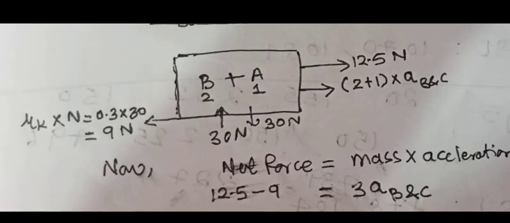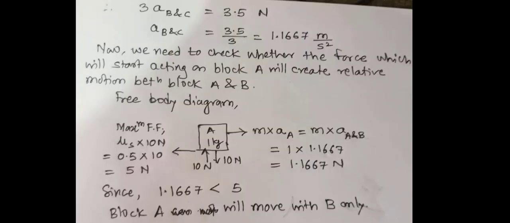So net force is 12.5 Newton minus 9 Newton. That will be equal to 3 times the acceleration, because mass is 3 as we are considering the entire system together, that is B and A, not the block C, B and A. So 3 into acceleration of block B and C. Now when we solve this, we will get acceleration of block B and C equal to 3.5 divided by 3, or equal to 1.1667 meter per second square.